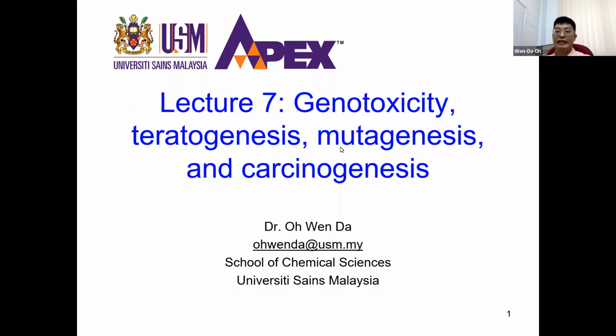And also carcinogenesis, right? I remember a few lectures ago, some students asked about the difference between all these terms. So today we want to really explore and understand why we classify certain things as genotoxic, and then sometimes we talk about teratogenesis, and sometimes we say something is a mutagen and something is a carcinogen. So what are the differences? Today we want to learn why we need to do this kind of classification.